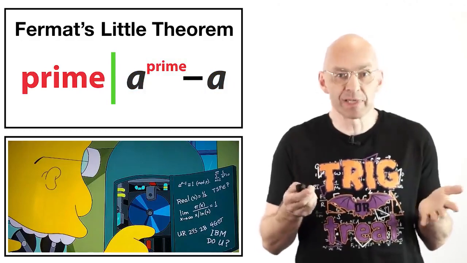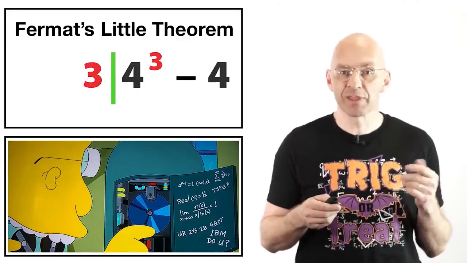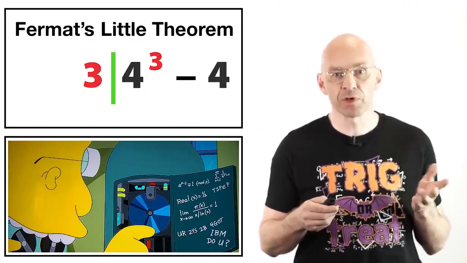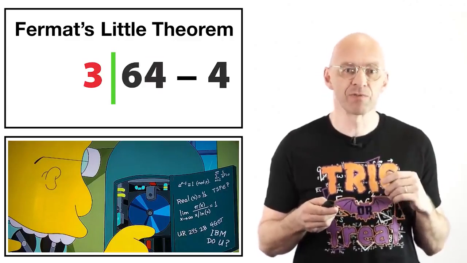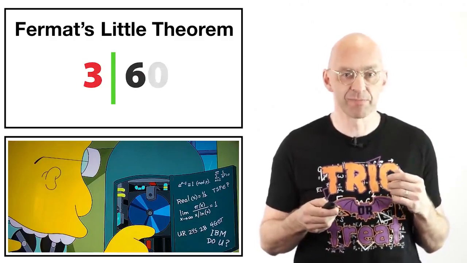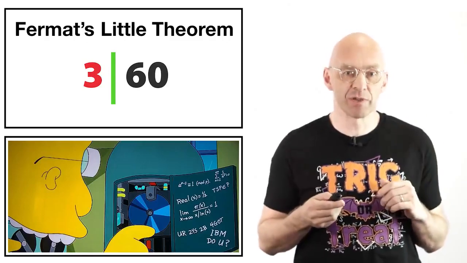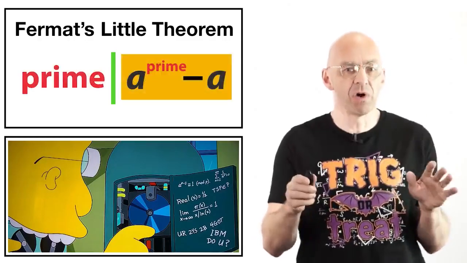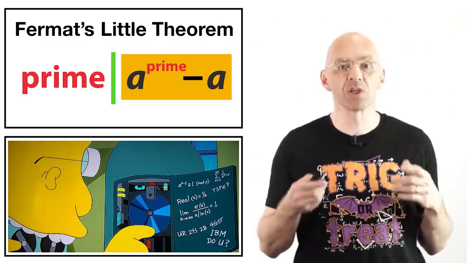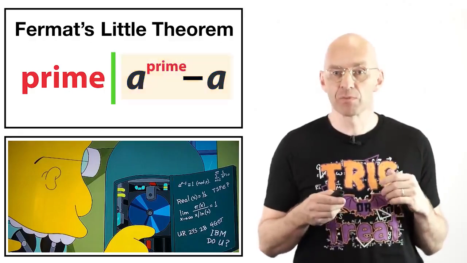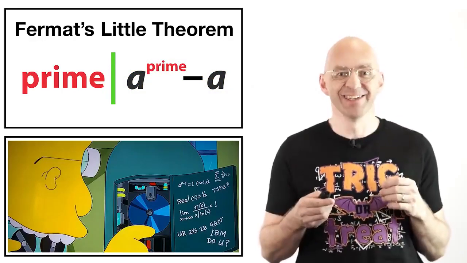For a really simple example, let's choose our prime to be 3 and the integer to be 4. Fermat's little theorem then tells us that 3 divides 4 cubed minus 4. Of course, that's easy to check directly, since 3 divides 64 minus 4, which is equal to 60. But without doing the arithmetic, and just by looking at the expression on the right, it's not at all obvious why this should be true, right?